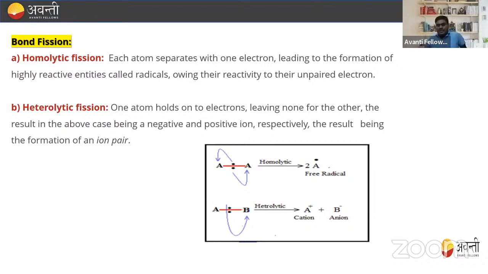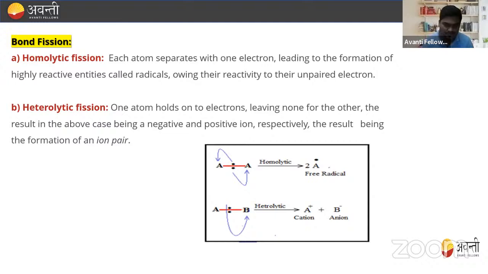So what do you mean by bond fission? First of all, can anyone tell me what you mean by bond fission? Fission means breaking. Anything which breaks is called fission. We have two types of bond fission in our organic chemistry. One is known as homolytic fission, and another one is known as heterolytic fission.